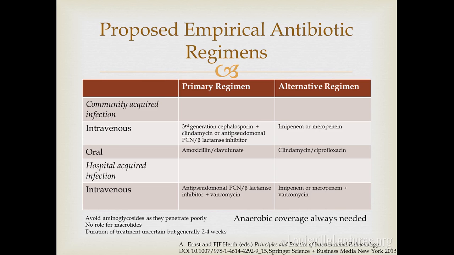Macrolides by themselves have no role in treatment of parapneumonic effusions, and also aminoglycosides have no role because they're charged molecules, so they don't really penetrate well. Duration of therapy, nobody knows how long to treat a pneumonia that has an effusion with it, but generally we treat longer than pneumonias that don't have an effusion. And again, it's somewhat anecdotal, but generally about 2 to 4 weeks.